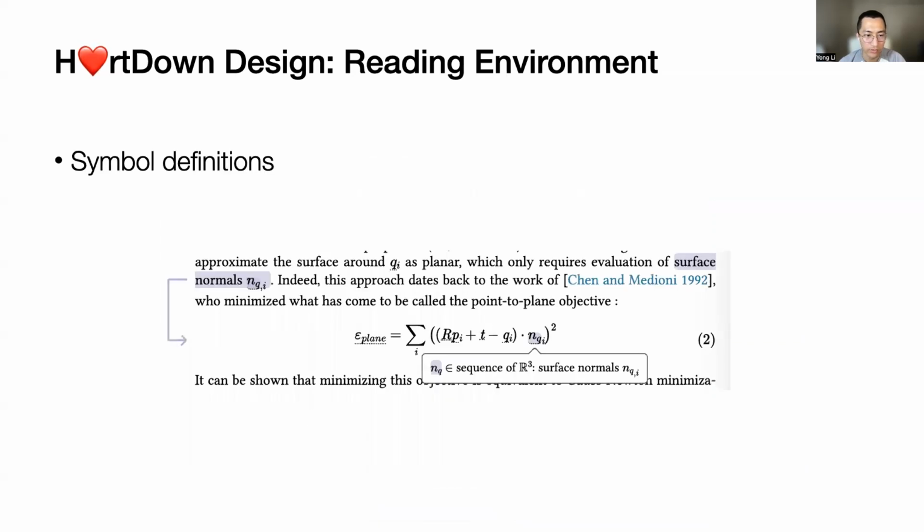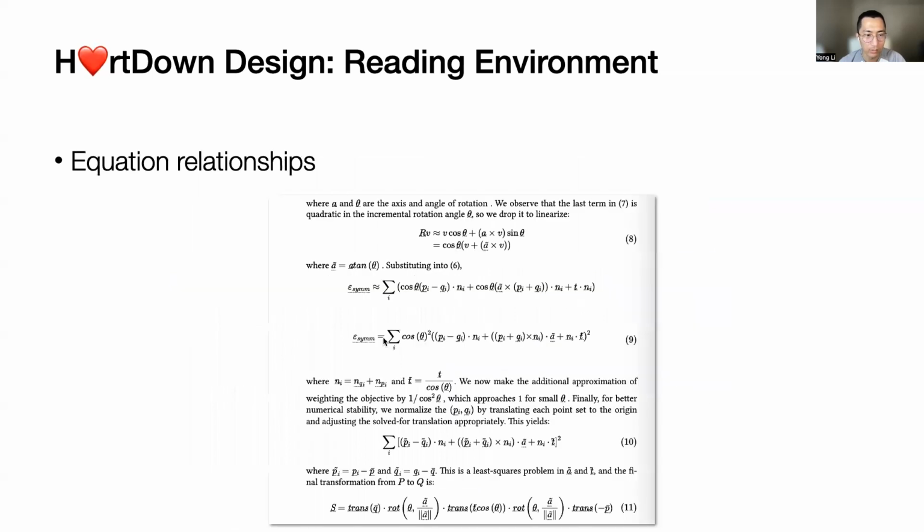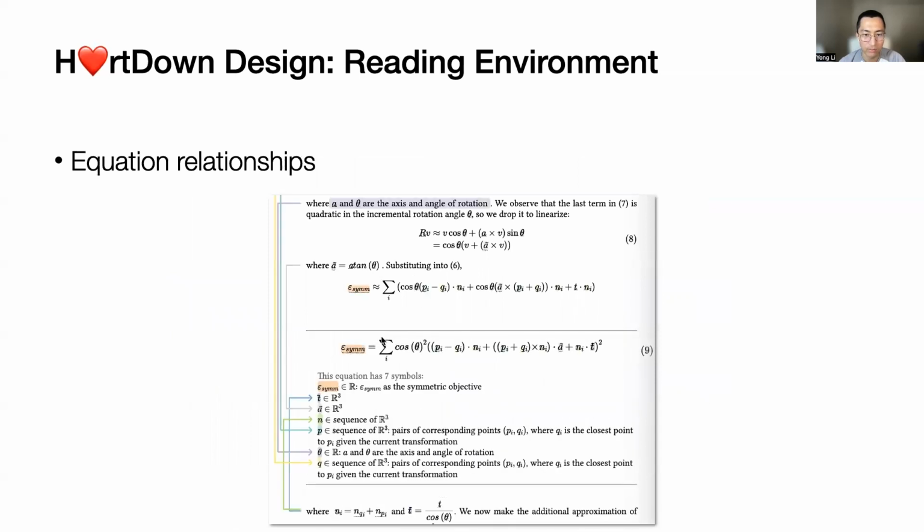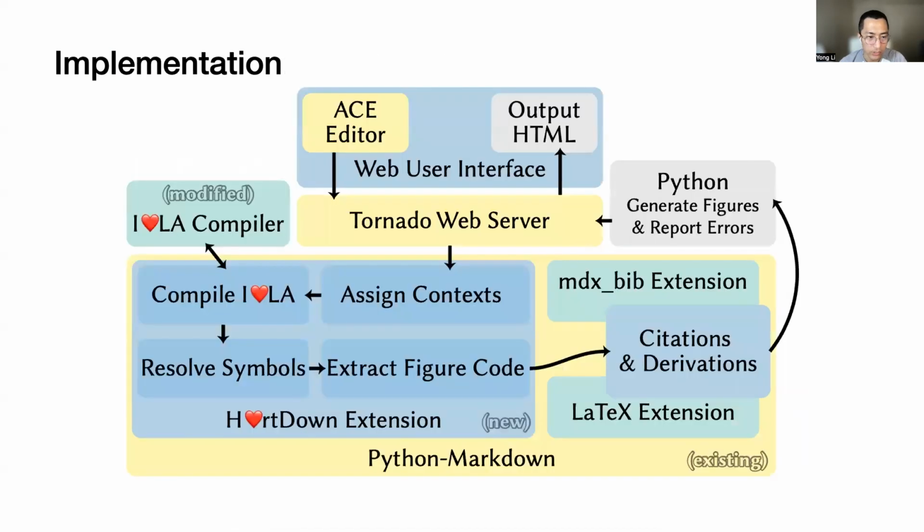This figure shows the visualization we provide when clicking on the symbol in an equation. When clicking an equation, rtDown highlights the terms involved in symbol's definition, as well as downstream uses of the symbol. For the implementation of rtDown, this figure shows the overall structure.